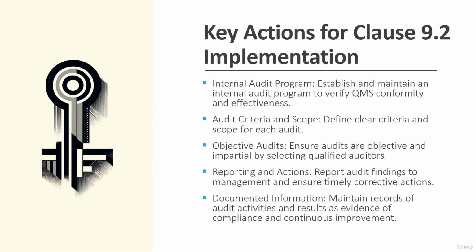Let's summarize this as key actions for clause 9.2 implementation. One is that organizations need to have an internal audit program. For each audit, they need to have clearly defined criteria and scope. And each audit should be done by an auditor who is objective and impartial. That means this person should not be from the same work area which is being audited, because that would be a conflict of interest. So in many companies, these auditors are taken from a different department, different function or different location, so that they do not have a conflict of interest in the area being audited.